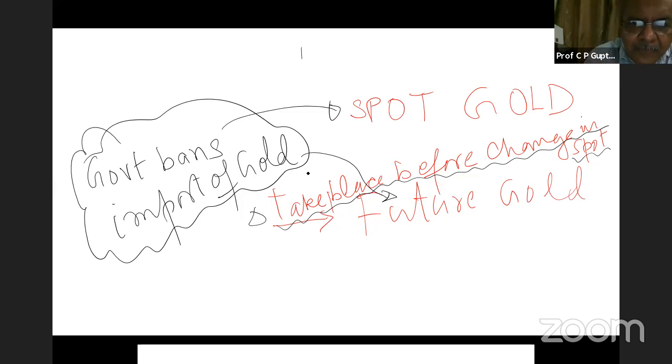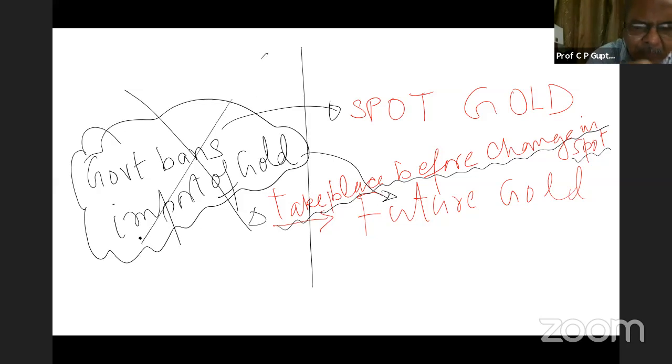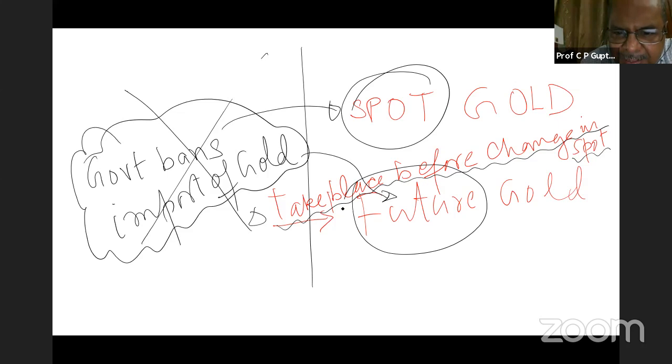But if I do not know this, I have only spot data and the future data. And I see that impact on future is happening before, and then spot, then I will use the terminology future Granger causes spot.